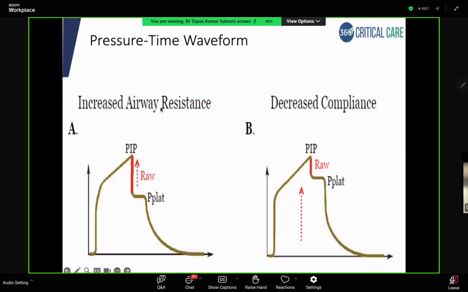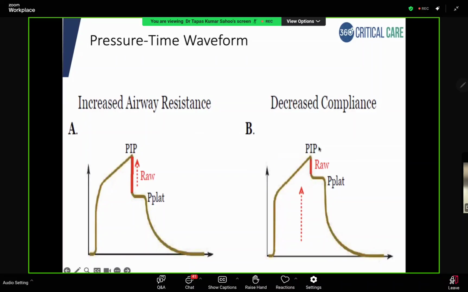Now, increased airway resistance is due to a number of causes that we know: kinking of the endotracheal tube, secretions, biting, or anything that is causing bronchospasm. All these things would increase the peak inspiratory pressure, and this is the airway resistance. The plateau pressure would be at the normal level.